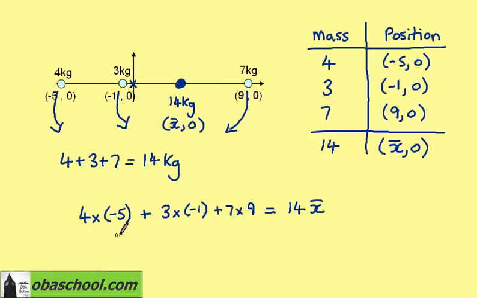Here we have -20, take 3, add 63, which comes to 40, is equal to 14 x bar, and this tells us that x bar is 20 over 7. Therefore, we need to place our centre of mass, which is 14 kilograms, at the position 20 over 7, 0.